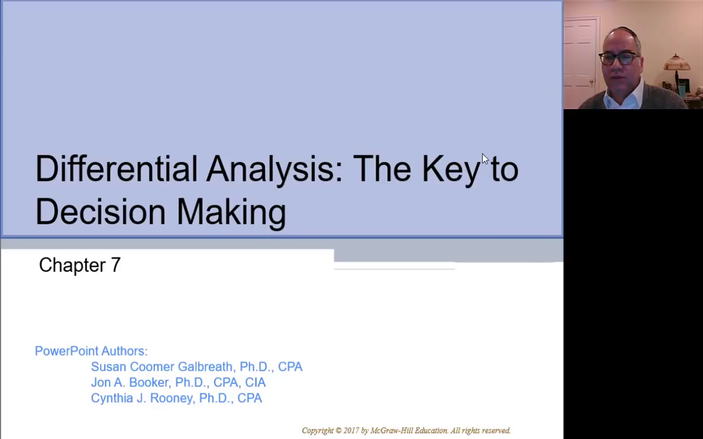Chapter 7 deals with what's called differential analysis. It says it's the key to decision making. And what we're really going to talk about is how you make business decisions.